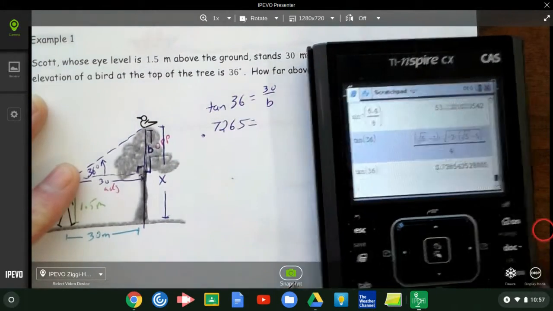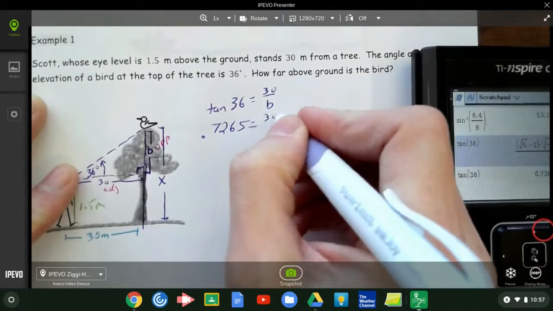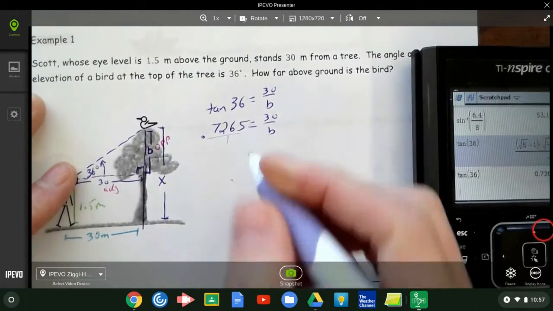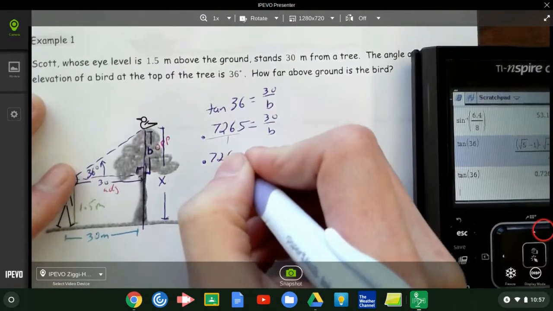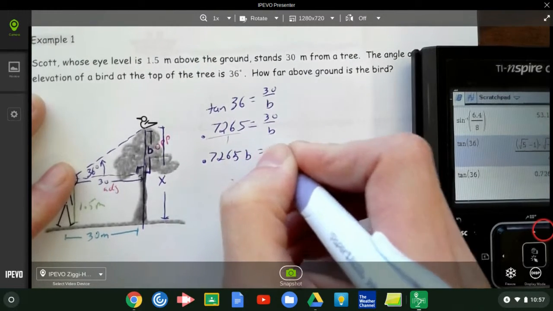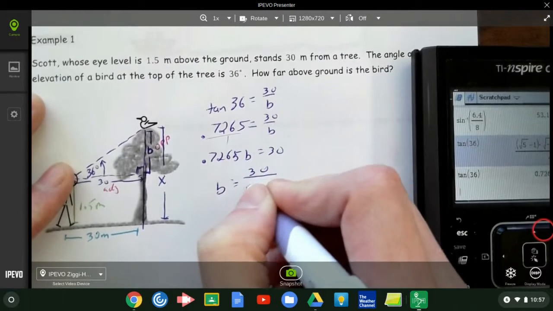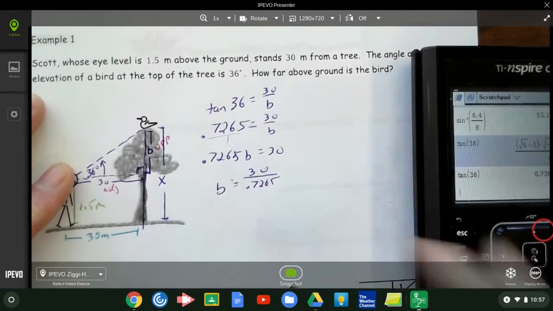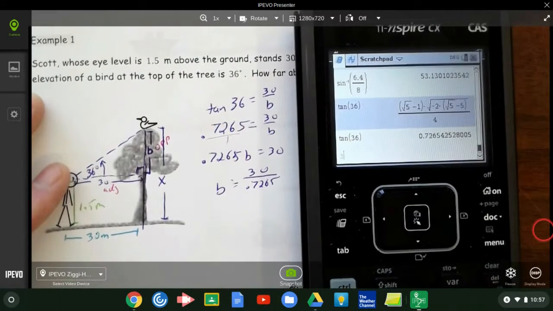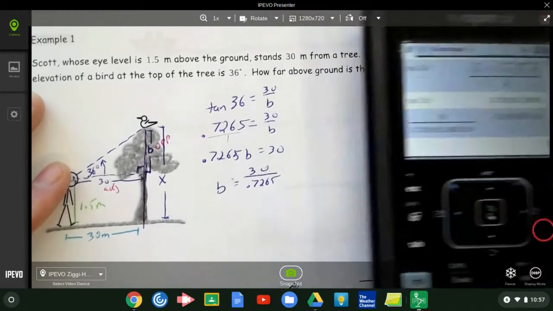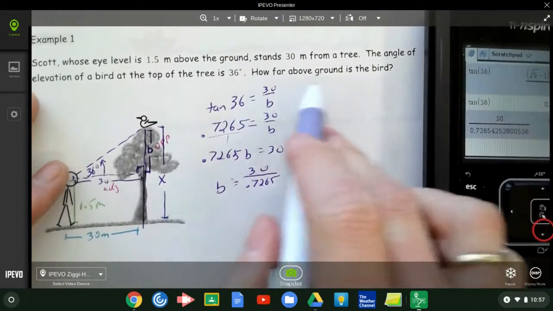So it's 0.7265 equals my 30 over b. Cross multiply. Remember, there's actually a 1 hiding under that. So that's 0.7265b equals 30. So b equals 30 divided by 0.7265. So I'll go back to my calculator and go 30 divided by that last answer. So 41.29. And they didn't tell me what to round to here.